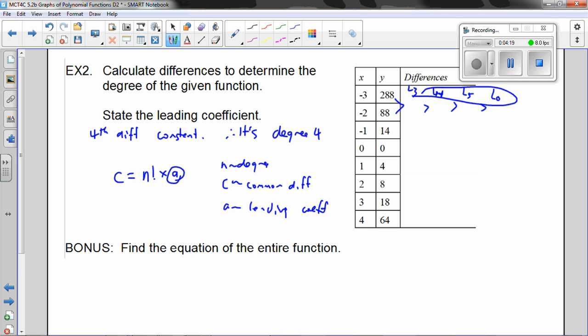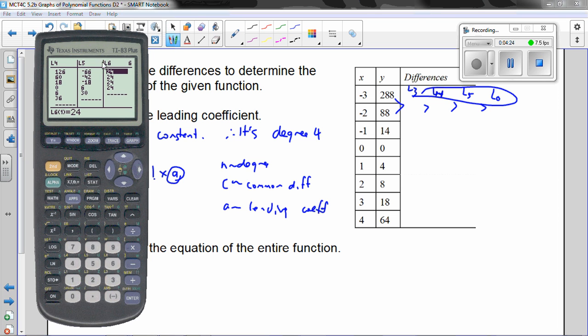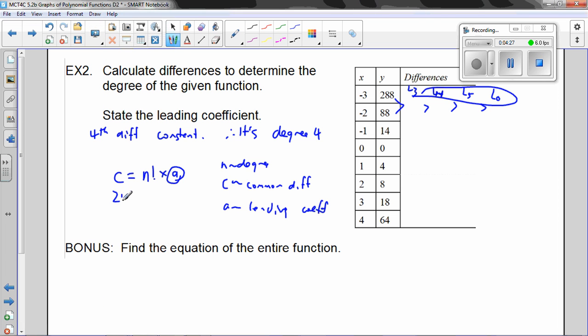Well, on our calculator or on your scientific calculator, we eventually got the common difference was equal to 24. We also figured out that N was degree 4, and then we want to multiply by A. Well, A is what we want to find, the leading coefficient. What's 4 factorial? Well, we said 4 factorial was 4 times 3 times 2 times 1. That is equal to 24. So 24a, divide by 24 on both sides, a equals 1.